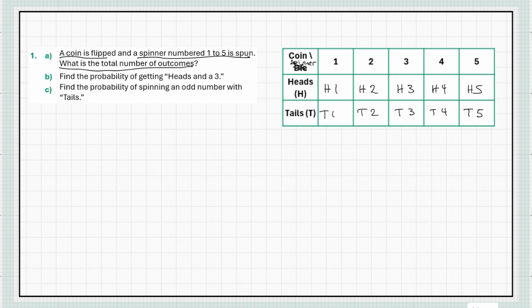If you were wondering an easier way to work out maybe for a larger number of outcomes, you just multiply the number of outcomes from each independent event. So there are 5 outcomes for the spinner and 2 outcomes for the coin. 5 times 2 is 10, so the total outcomes is going to be 10.